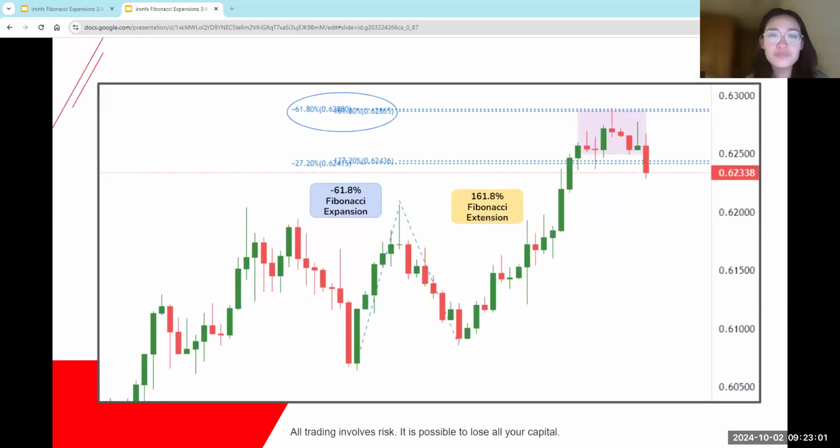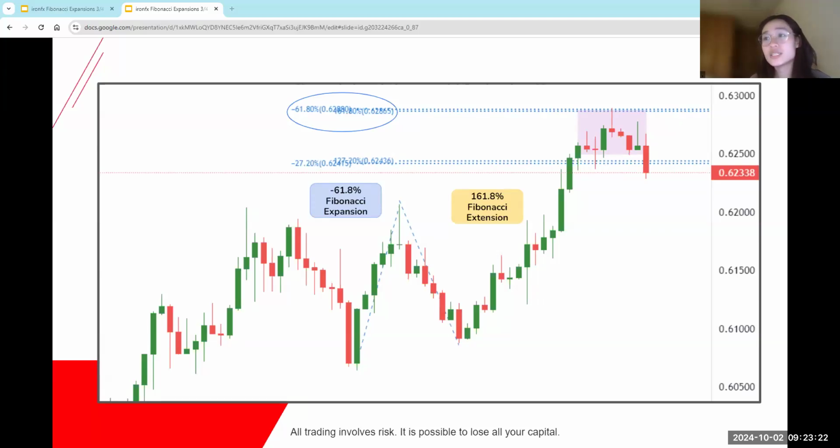Okay, so here's another example. Here we are looking at an expansion and an extension. So here price broke above the 127.2% Fibonacci extension level. So we're expecting price to reverse off the 161.8.